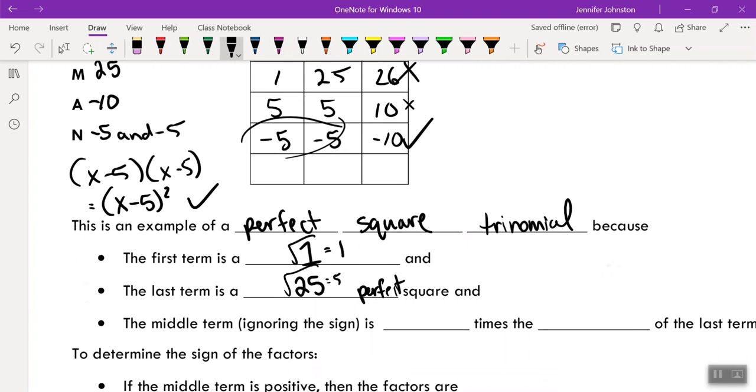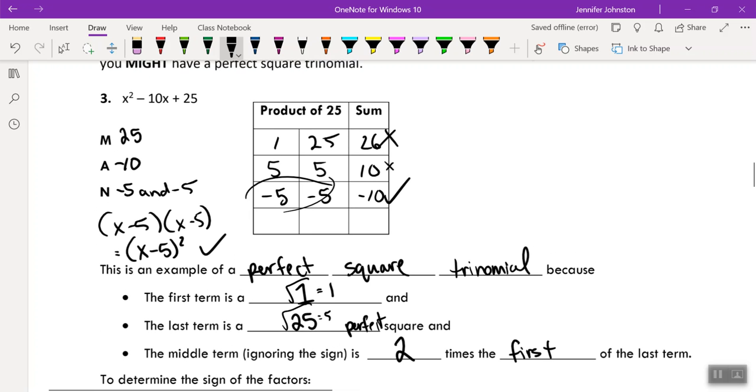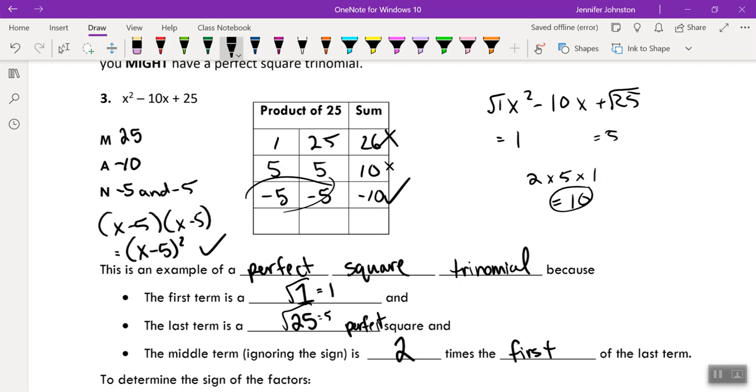And the middle term, ignoring the sign, is always 2 times the first and last numbers. So if we have x squared minus 10x plus 25, the square root of 1 is 1. The square root of 25 is 5. And if we do 2 times 5 times 1, if we multiply these by 2, we get the middle number. We get 10.